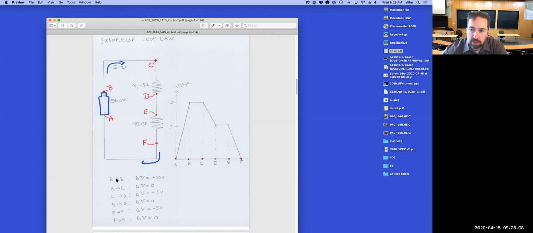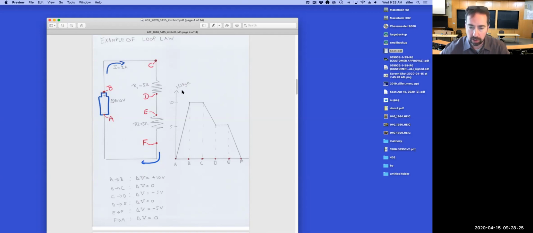So what are the changes in potential as I move around this circuit loop? Going from A to B, from the negative terminal, the low potential terminal, to the high potential terminal of the battery, we have a 10 volt increase in potential going from here to there.